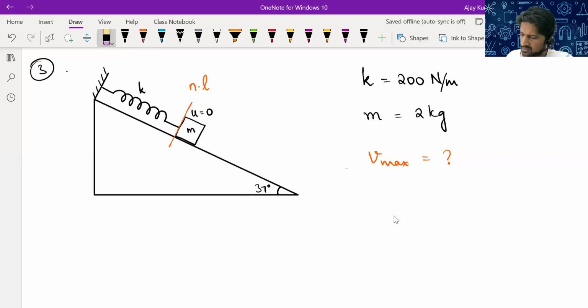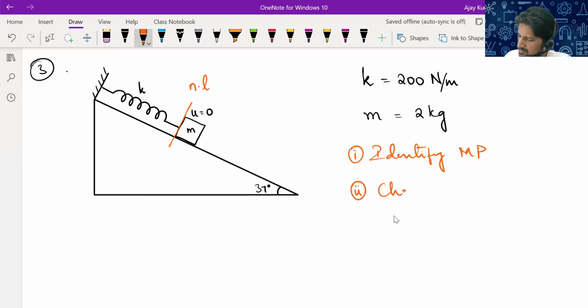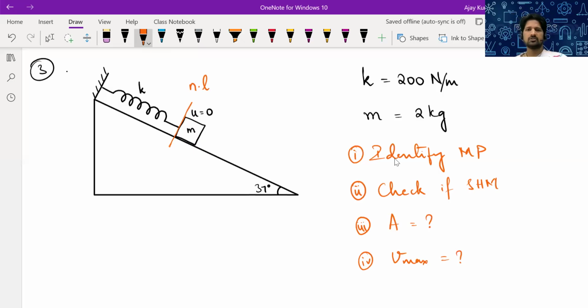Let me take you step by step. First thing, identify the mean position. Next, check if it executes SHM. Next, if it does, how much is the amplitude of oscillation? How much is the maximum speed during oscillation? And the time period of oscillation also. Time period you can easily tell, not a big deal. Solve this, all of you. I'll give you 3 minutes.